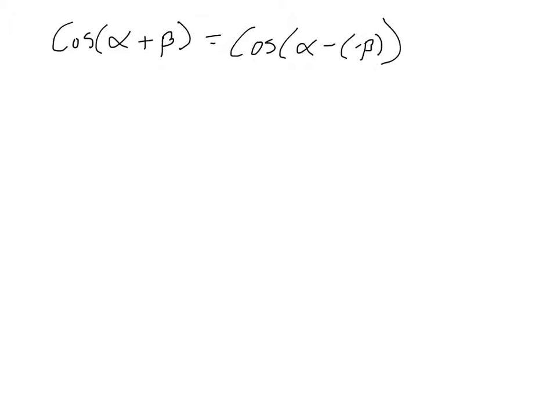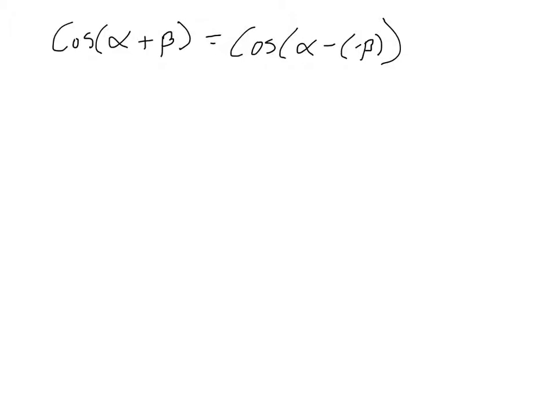That last trig identity, the difference identity for cosine, has a lot of practical applications, but we can also use it to prove other identities. So for instance, we know what cosine of alpha minus beta equals, but what about cosine of alpha plus beta? How could we figure that out? Well, we can use the identity we just proved, because this is just the same as cosine of alpha minus negative beta.